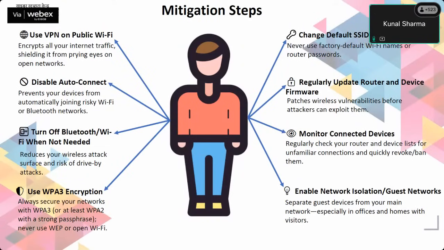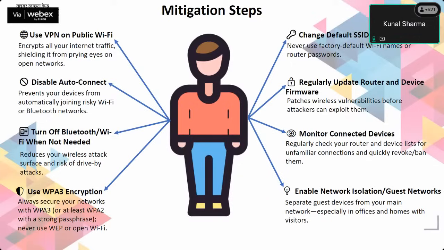I have already told this. Then there is enabling network isolation and guest networks. So the network should be segregated. If you are in an office, then the guest network should be different and your core network should be different. Monitor connected devices, which we have seen. Regularly update router and device firmware, because the vendor has already released a patch for a weakness. Attackers know this is the weakness, and if you are not patching, then you are giving him the vulnerabilities on a plate, and he will surely attack. So these are some of the mitigation measures we can take.